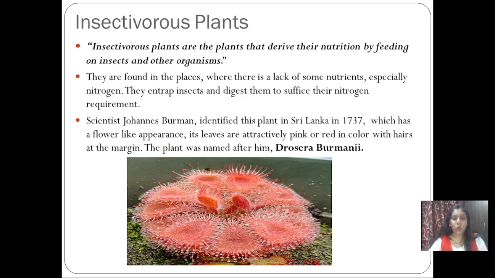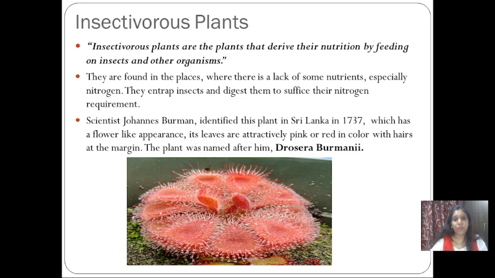I want you all to observe the below image. This plant was identified in Sri Lanka in 1737 by a scientist named Jonas Bruni. This plant appears like a flower, and it has attractive pink or red colored leaves. And if you observe this, it has hair-like margins all around it.